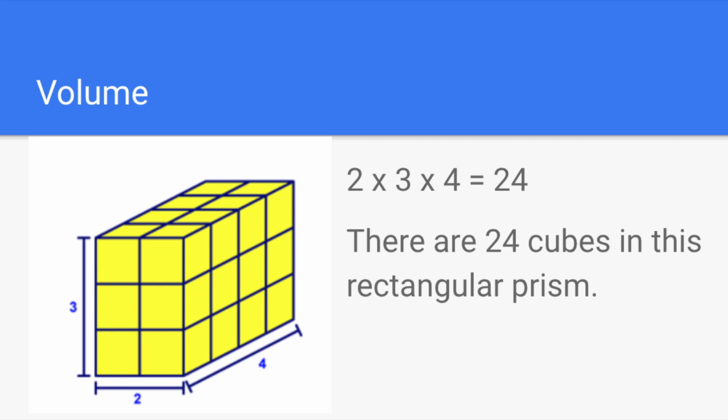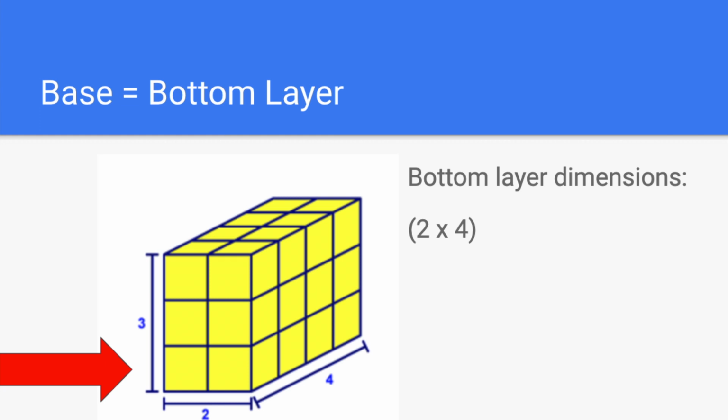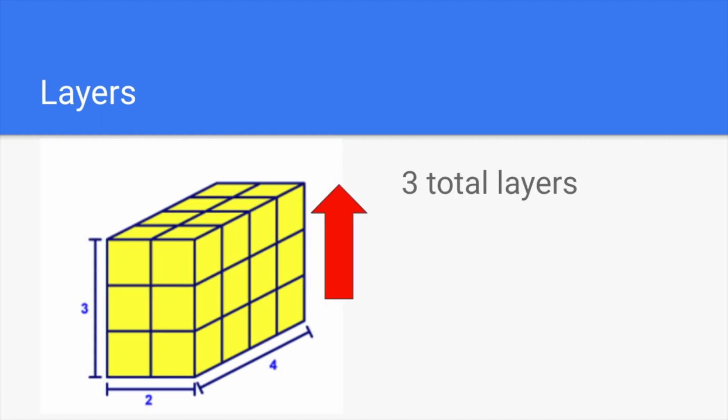A second way of writing the expression for volume is by multiplying the dimensions of the base of a rectangular prism by the height. That sounds complicated, but really it's not much different from what we saw before. For example, if we say that this part of the rectangular prism is the base or bottom, we would write those dimensions first and just put them in parentheses. Then we would figure out how many layers there are just like it.